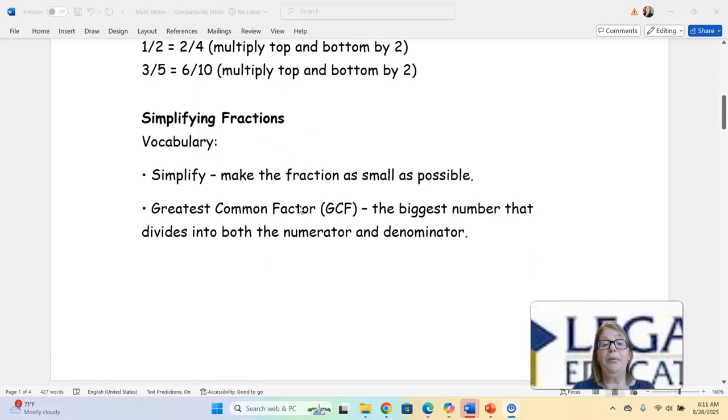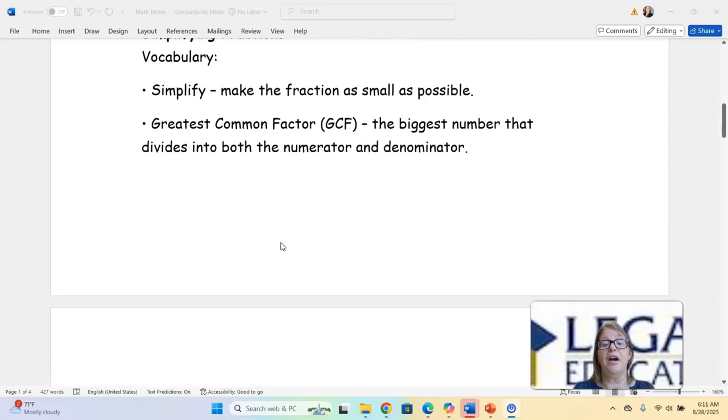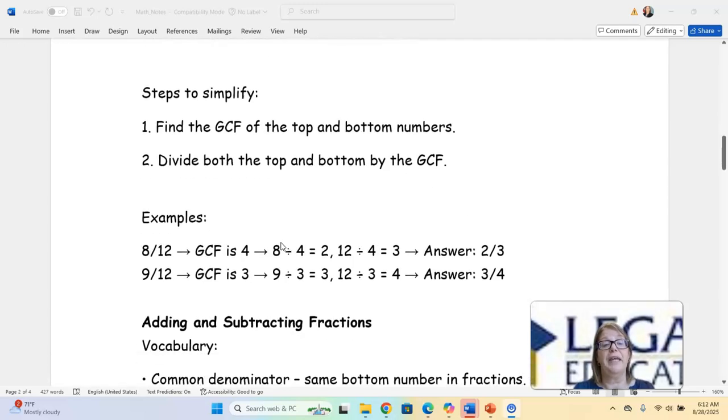And then greatest common factor, you'll see that written as GCF a lot. That's the biggest number that divides into both the numerator and the denominator. So what number can equally go into the top and what number can equally go into the bottom? That's going to be your greatest common factor, or GCF.